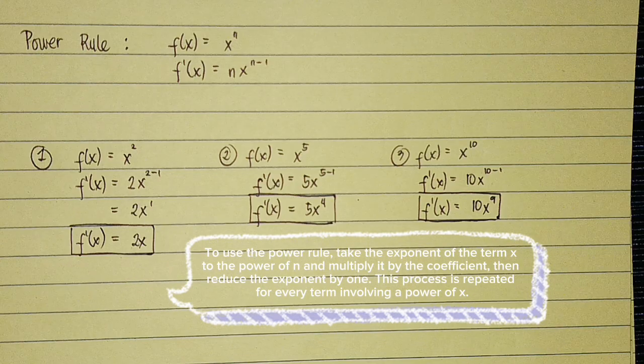Let's keep in mind to use the power rule. Take the exponent of the term x to the power of n and multiply it by the coefficient. Then reduce the exponent by 1. This process is repeated for every term involving a power of x.